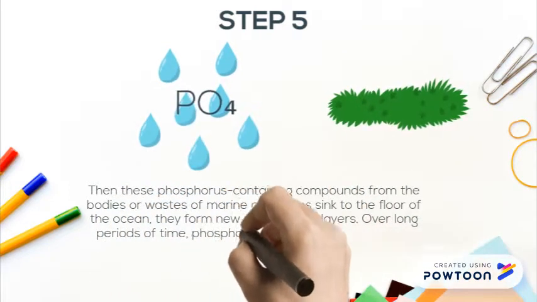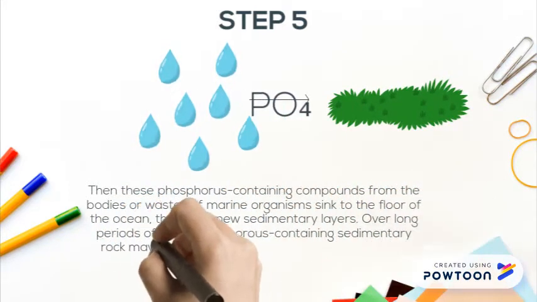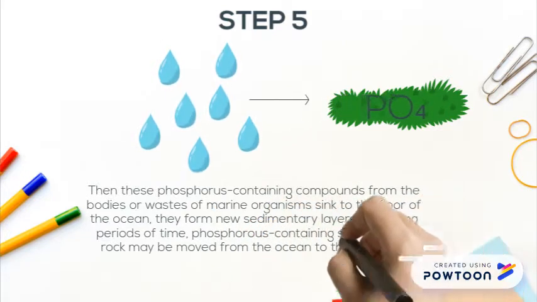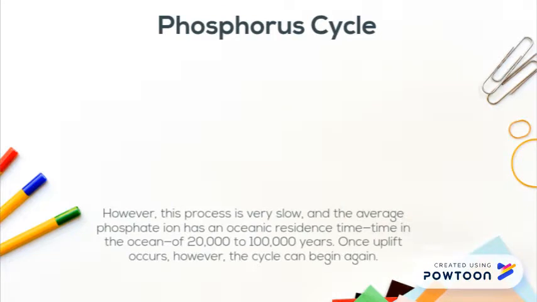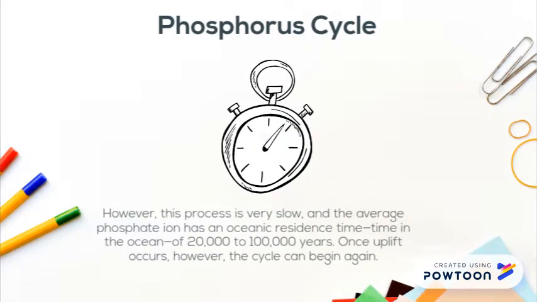Over long periods of time, phosphorus-containing sedimentary rock may be moved from the ocean to the land by a geological process called uplift. However, this process is very slow, and the average phosphate ion has an oceanic residence time in the ocean of 20,000 to 100,000 years. Once uplift occurs, however, the cycle can begin again.